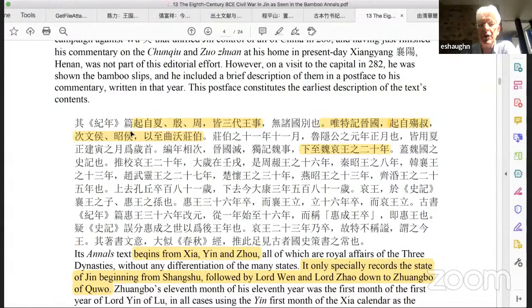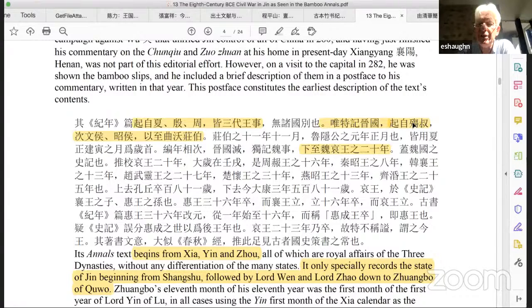And he makes a couple of points. Most of what he's interested in is how the Xinian is similar to the Zuozhuan. And that's sort of natural, since he had just finished his commentary on the Zuozhuan. But he makes a few other points. So first of all, he says that it begins from the Shangshu, the Sandai Wang Shi. And that's one point. And then he says that it only specially records affairs of the state of Jin starting from Shangshu.